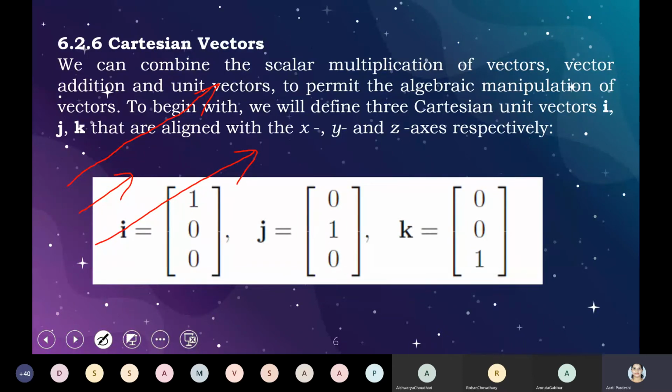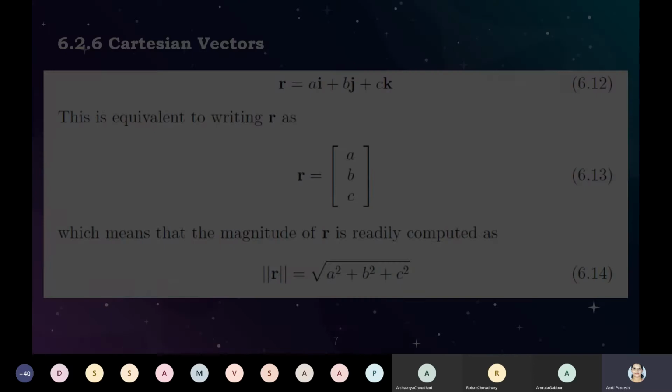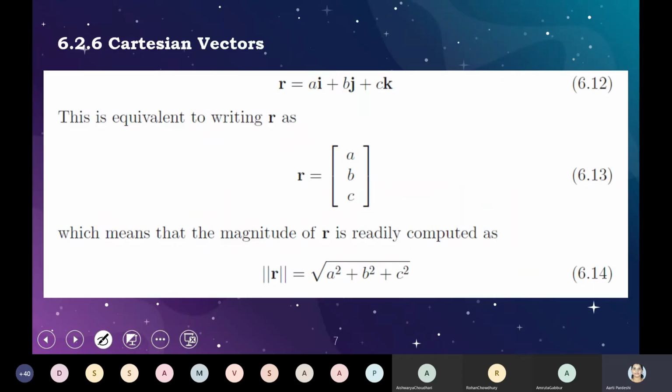Now we will see one very simple example. This is your Cartesian vector, which you have seen from childhood: ai plus bj plus ck. What are these a, b, c? These are the constants along your x-axis, y-axis and z-axis. For a unit vector, they have to be 1, 1, 1.